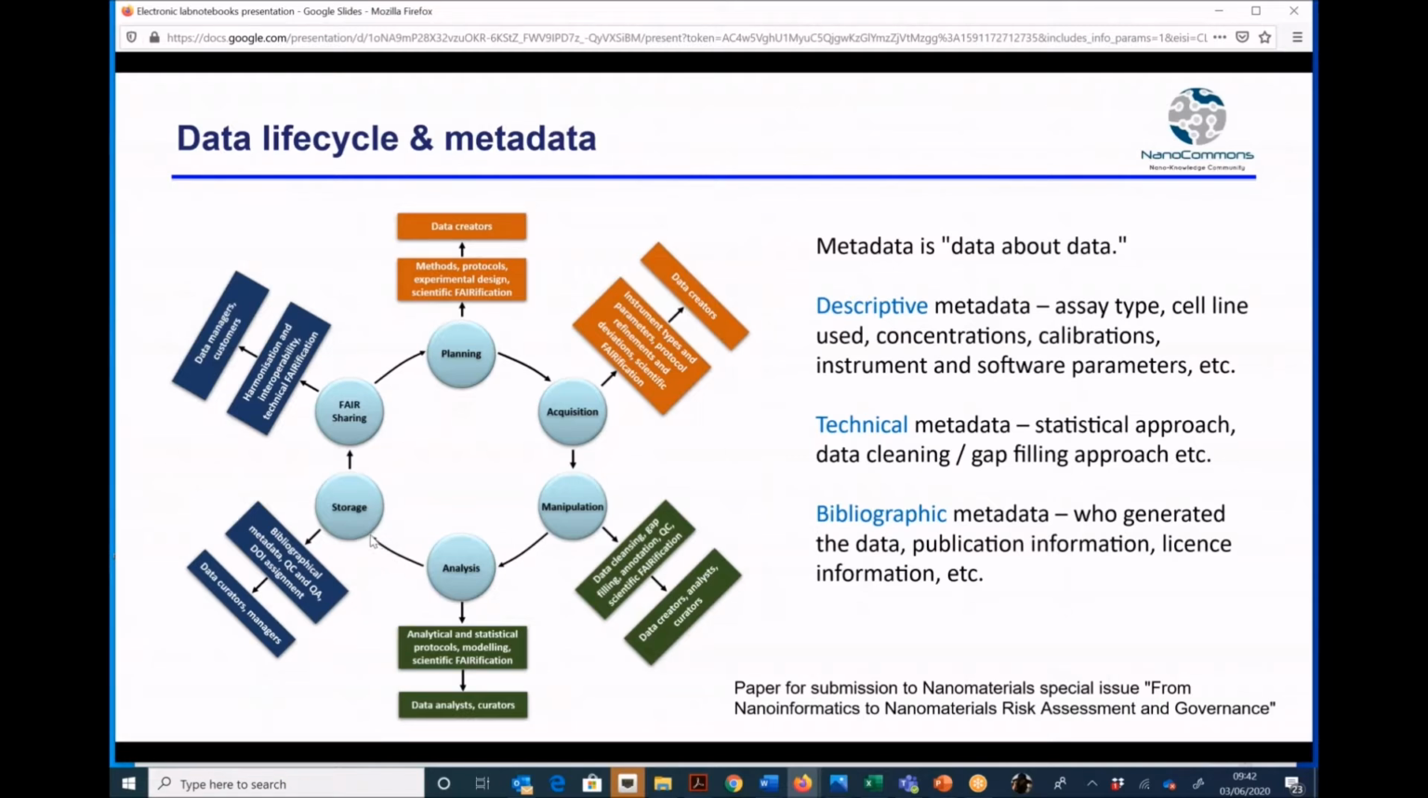And then the part that we often forget about is the long-term storage of that data and how we make the data FAIR and shared. So FAIR, of course, is findable, accessible, interoperable, and reusable. And it is not quite the same as open, but it's a step towards open.